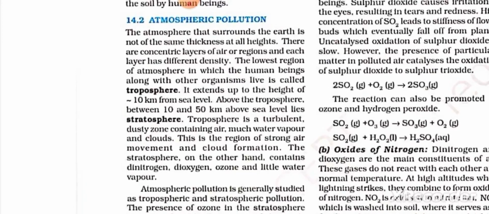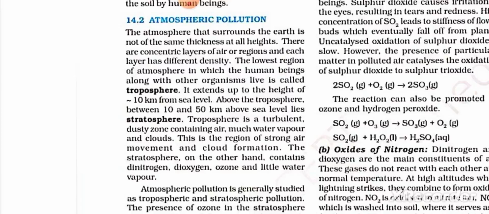Section 14.2 Atmospheric pollution. The atmosphere that surrounds the earth is not of the same thickness at all heights. There are concentric layers or regions and each layer has a different density. The lowest region of the atmosphere, in which human beings along with other living organisms live, is the troposphere. It extends up to a height of 10 km from the sea level.